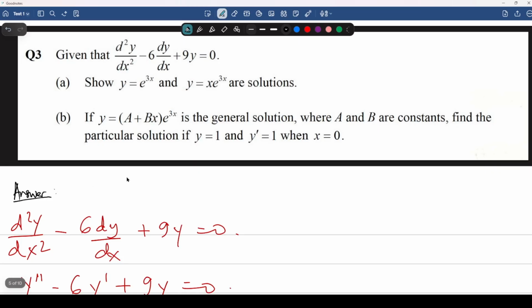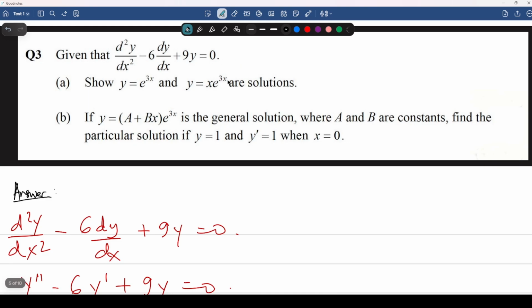Question number 3. Given that d²y/dx² minus 6 dy/dx plus 9y equals 0, firstly show that y equals e to the power of 3x and y equals x times e to the power of 3x are the solution. So in this particular question, we are asked to show whether these two functions are the solution for this differential equation.